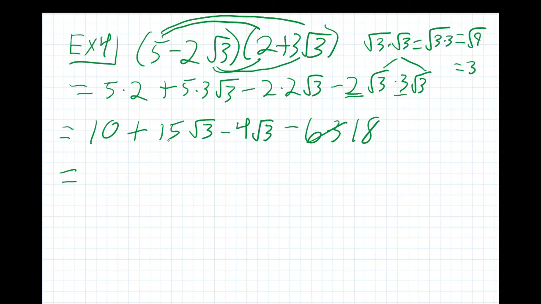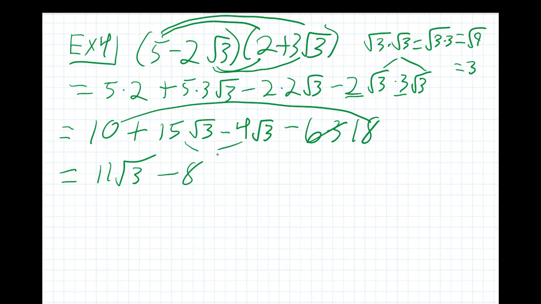So now we have 18 plus 15 square root of 3 minus 4 square root of 3 minus 18. So 15 minus 4 square root of 3 is 11 square root of 3. 10 minus 18 there is just minus 8.